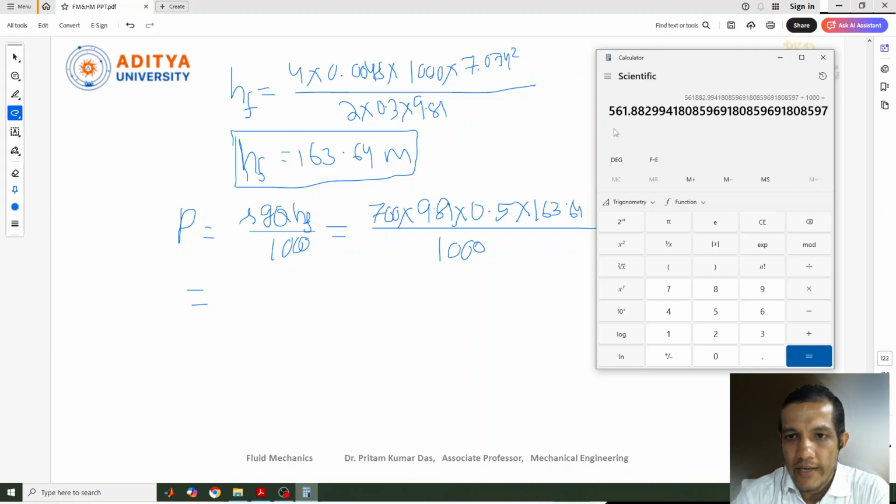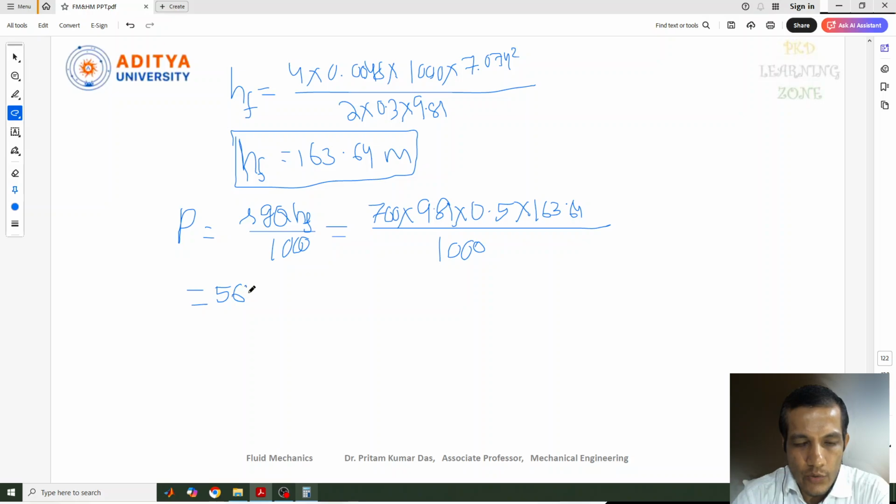So finally what we are getting is 561.88. So 561.88 kilowatt is the power required to maintain the rate of flow. So this much, 561.88 kilowatt, is the final answer.